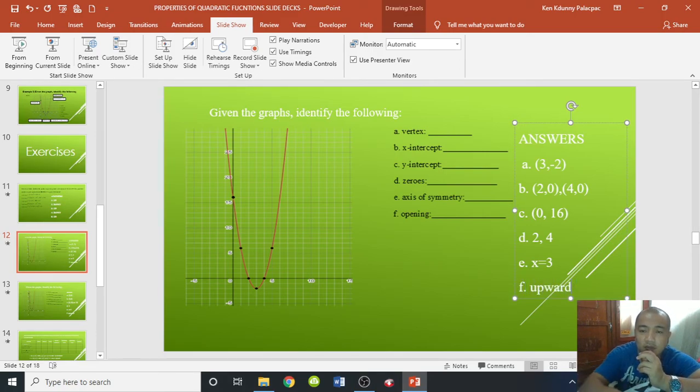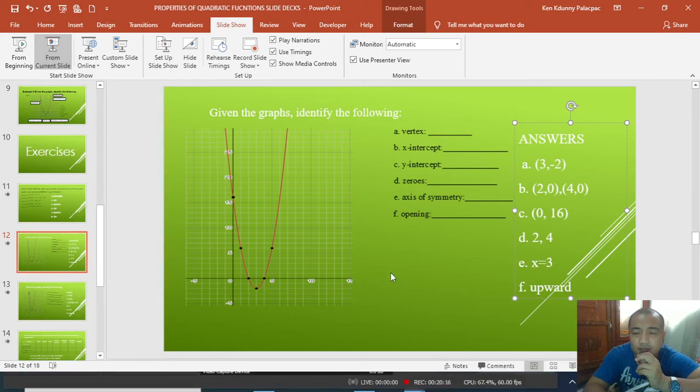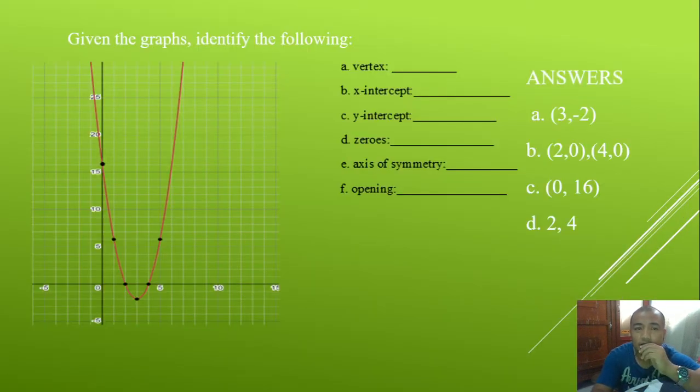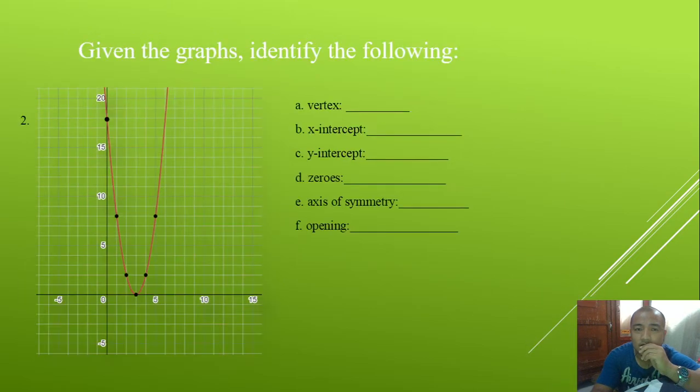Okay, sorry about that. There are some mistakes in the answers here. So we are done with number 1. Given the graphs, identify the following. Number 2 naman, another parabola.